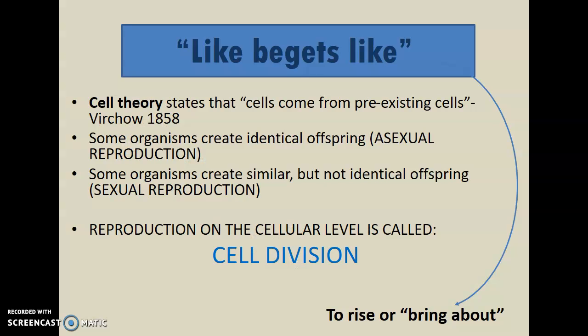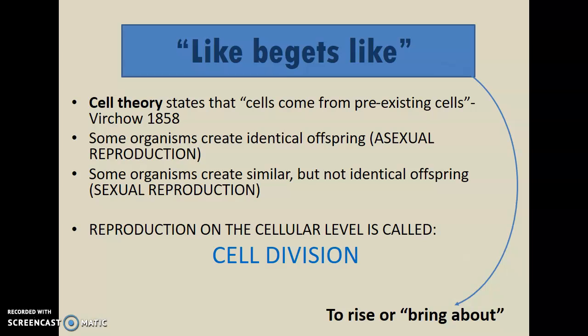So let's review the cell theory. We know that the cell theory states that cells come from pre-existing cells. That was Virchow, which we've discussed before, right? You have some organisms that create identical offspring through asexual reproduction. That's basically an organism that makes an identical copy of itself and thus produces a clone, right? So that's one parent and then a clone offspring.